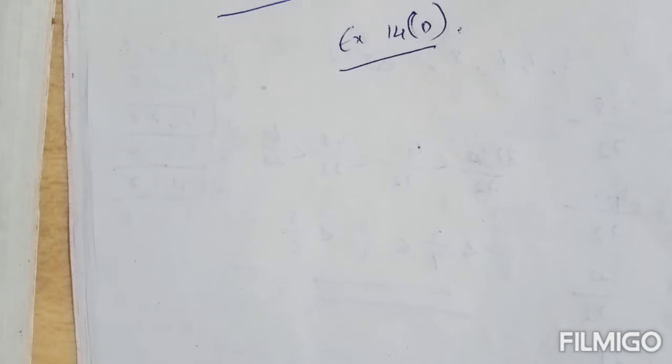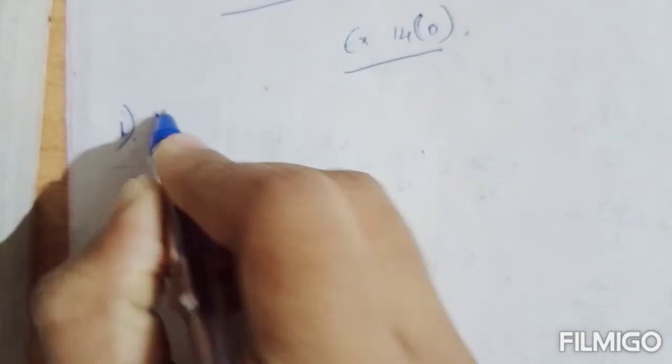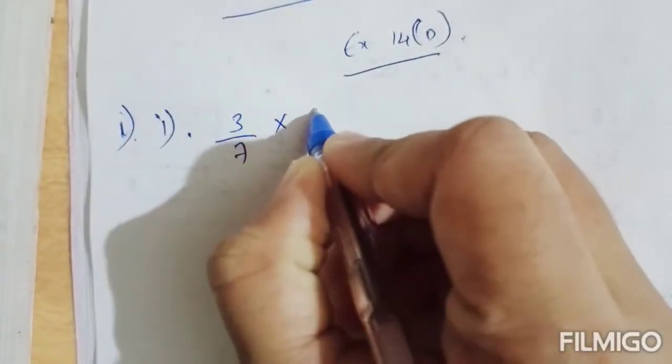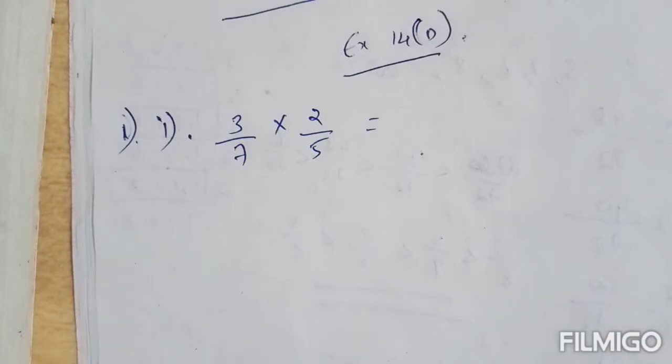So we have been discussing chapter 14, fractions. Our next topic is multiplication and division. So exercise 14D, first question, simplify. In that first one, 3 by 7 into 2 by 5. How to multiply two fractions?